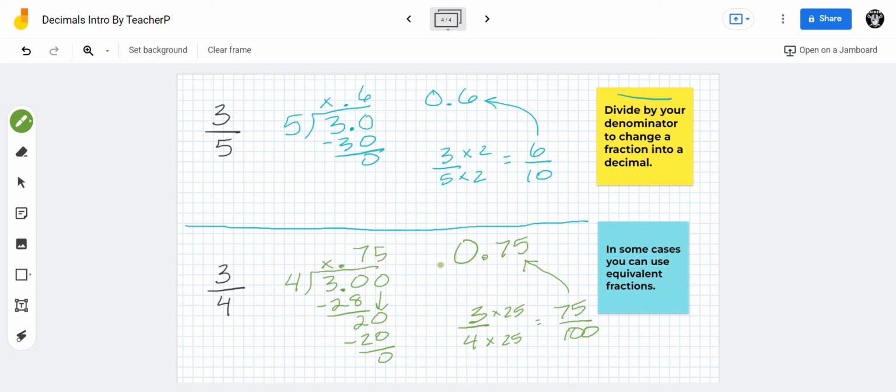So if you don't quite understand this last part, no problem. I just wanted to give you an introduction today. I want you to keep practicing. And remember, the more you practice, the better you get at this.